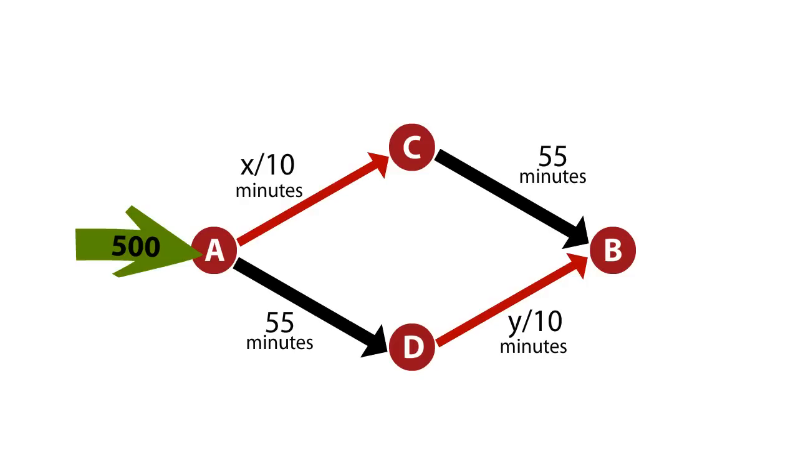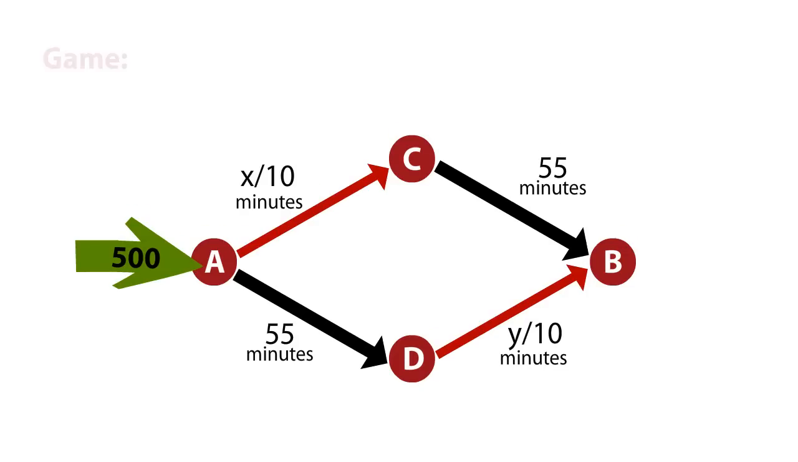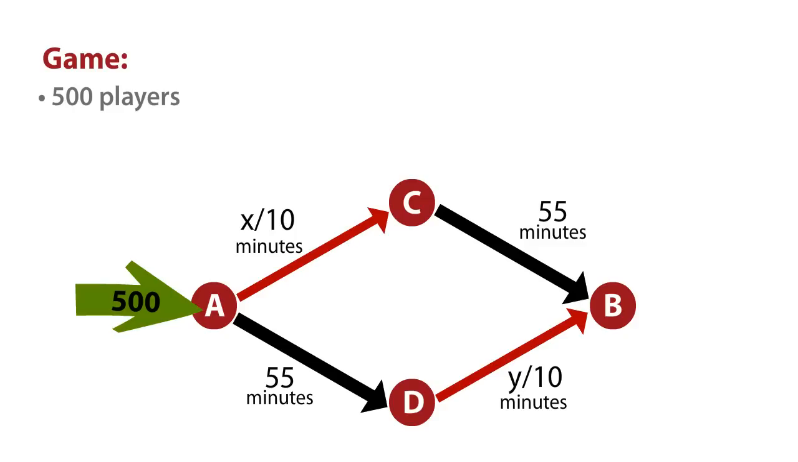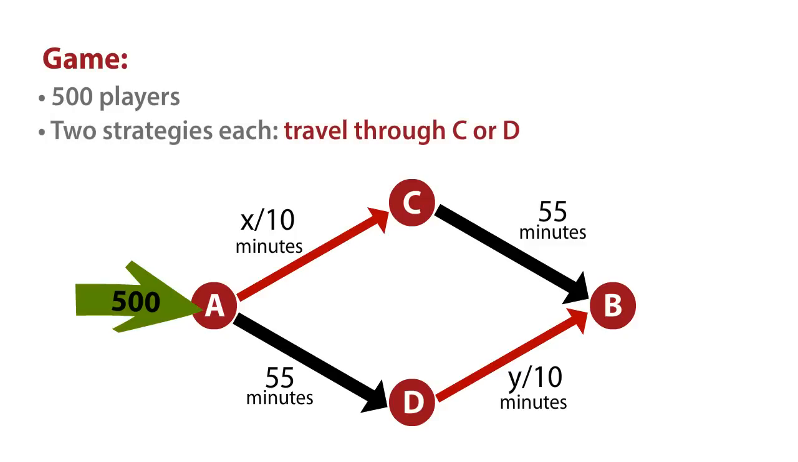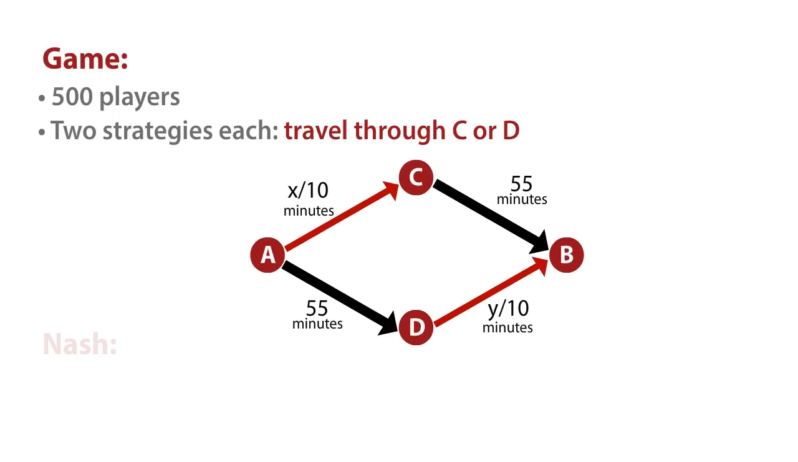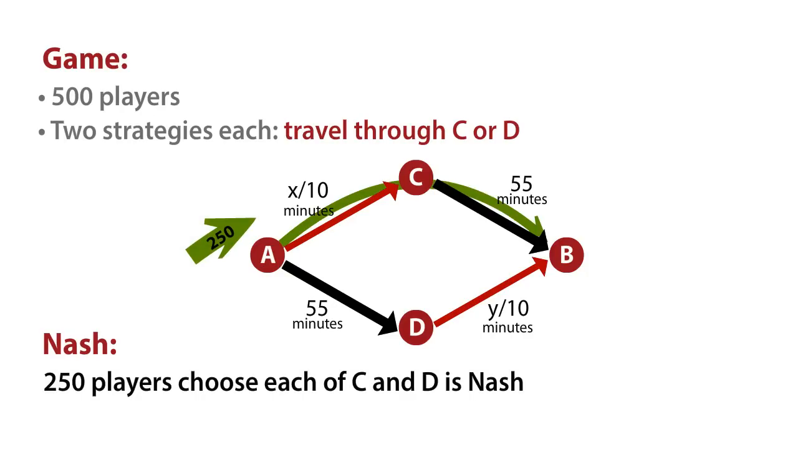In a game with no dominant strategy, we naturally want to think about Nash Equilibrium. So the Nash Equilibrium in the game, again, is 500 players, 2 strategies for each of the players. Either they drive through C or they drive in the other direction through D. And the Nash Equilibrium for this game of 500 players with 2 strategies each is that 250 of them go one way and 250 the other way. They nicely split the traffic.